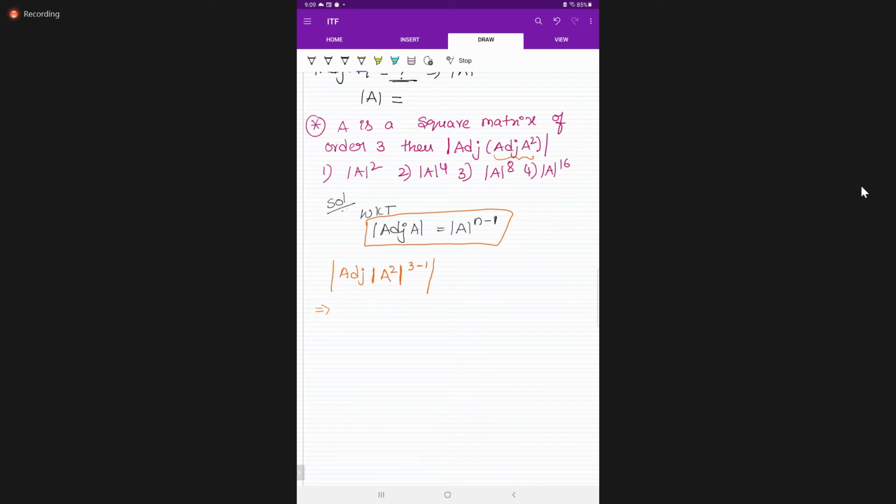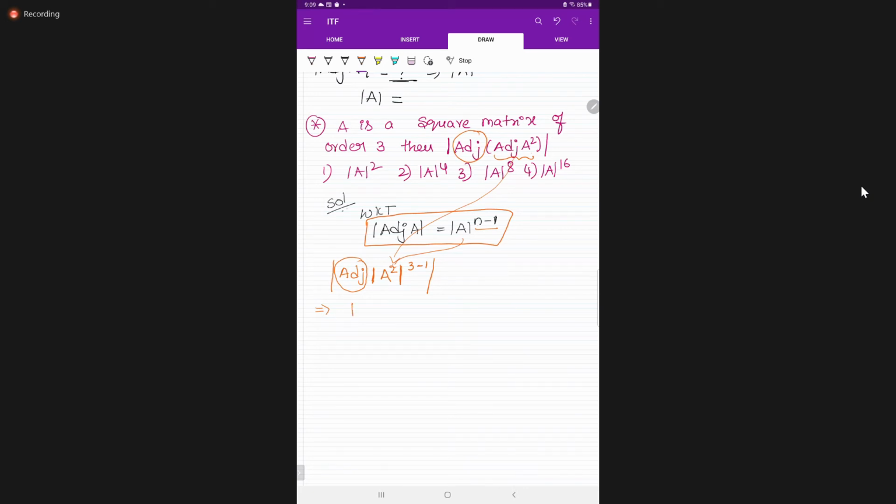Yes, ma'am. Respond, students. This adj of A write as it is only. This adj A square that can be written as det of adj is what? Det A to the power n minus 1, right? But in place of A, what is there? A square is there. So that's why I'm writing det A square to the power n minus 1. N is what? 3. 3 minus 1.